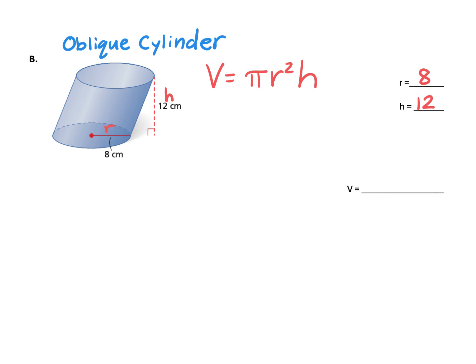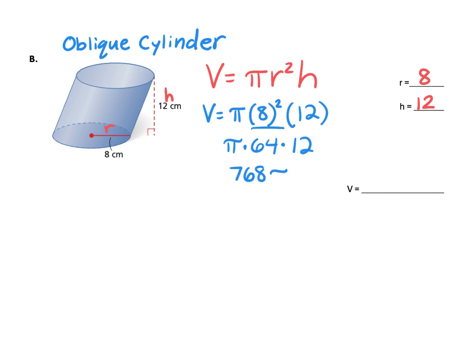So let's go ahead and plug those numbers into our formula. Volume equals pi times 8 squared times 12. We're going to square that 8 first. That's 64 times 12. And then you can grab your calculator and do 64 times 12, and that's 768. So our volume is exactly 768 pi cubic centimeters.